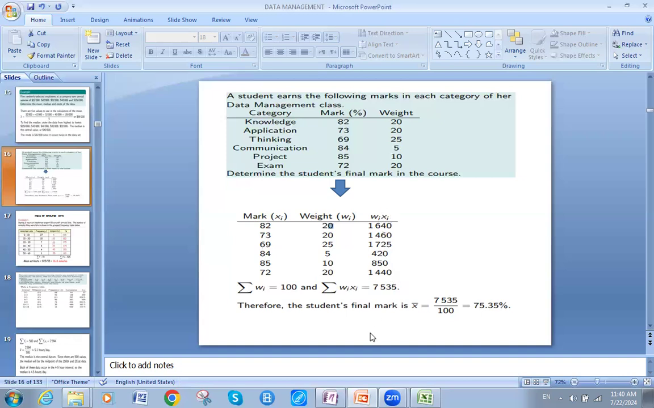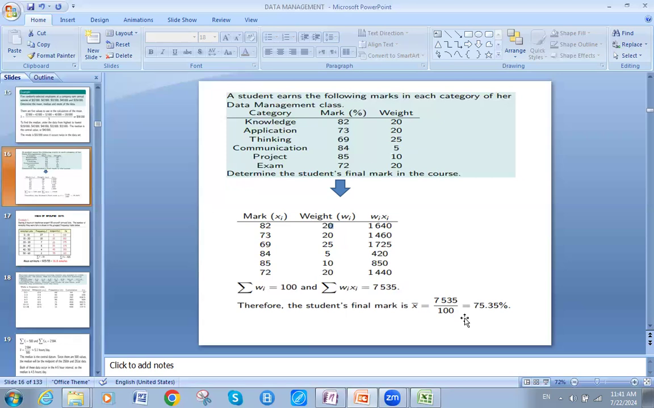Then I will add them up. When I add 1640 plus 1460 plus 1725 plus 420 plus 850 plus 1440, that will give me how much, guys? The total will be 7535. This is not marks. I have to divide by 100%. The reason is that I should apply the 20%, 20%, 25%, 5%, 10%, 20%, but I didn't do it like this. I multiplied the marks by the weights, and at the end I divided the total by 100 so I can get the marks in percentage.